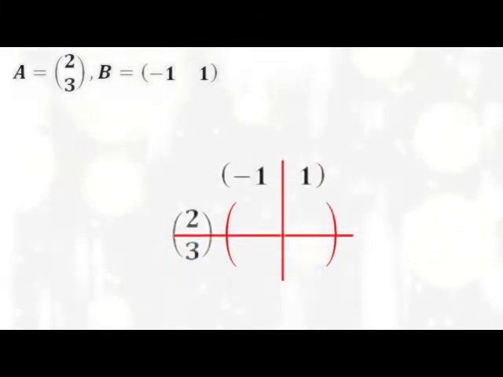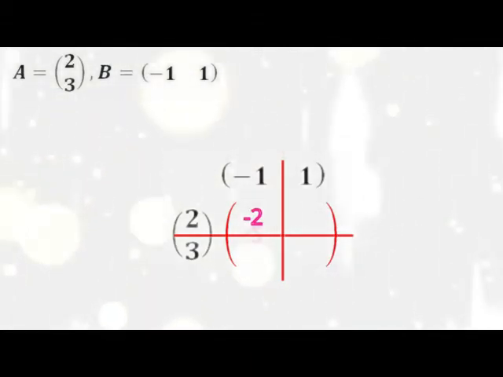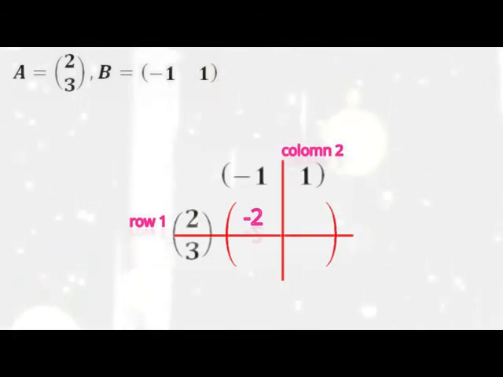So we have 4 spots to fill with numbers. Now we're going to work from the first row of the first matrix with the first column of the second matrix. So 2 times -1 is -2. We put that number in that spot. Next, we still stick with the first row of the first matrix, but we move on to the second column of the second matrix. So 2 times 1 equals 2. You put 2 in that spot.